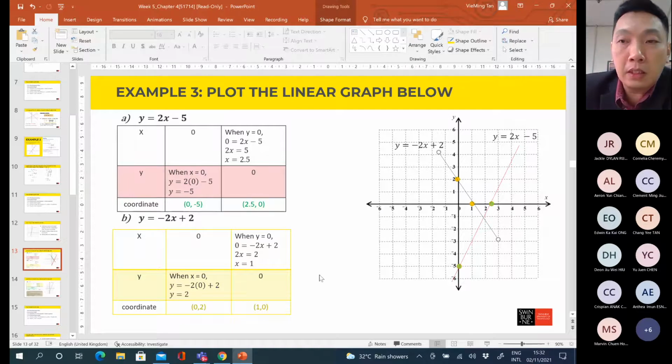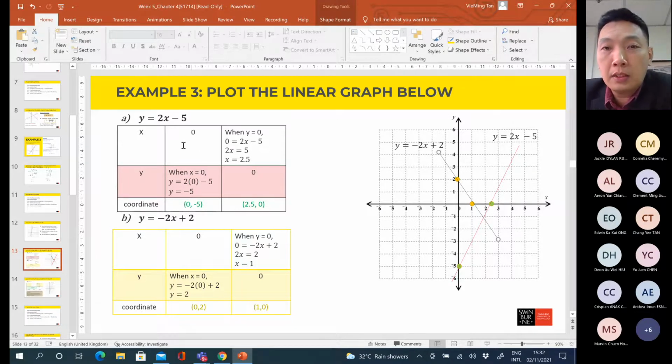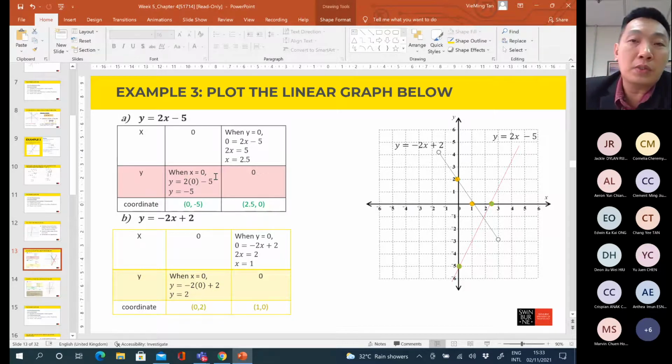But in my opinion, I choose when x is equal to 0 and also when y is equal to 0. Because of these 2 points, one is passing through the x-axis and another one is passing through the y-axis. Then you can have a longer line. That's the reason why I choose the 0 point.